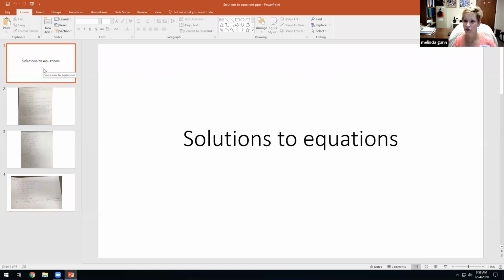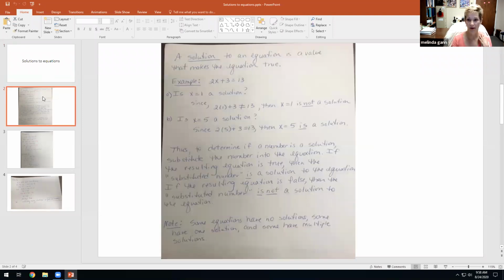We're going to talk about solutions to equations. Now, let me make sure we're clear about something. If they talk about a solution to an equation, they're asking you what numbers make the sentence true. So if a number makes it true, it's a solution. If it doesn't make it true, it's not a solution.